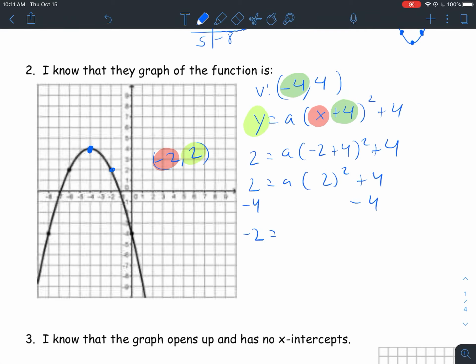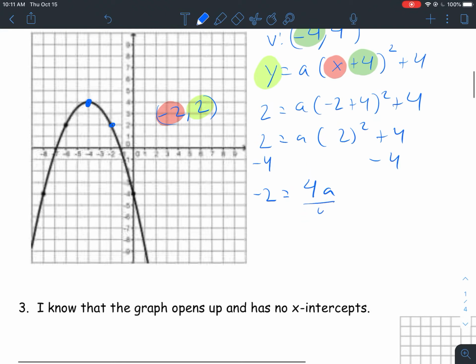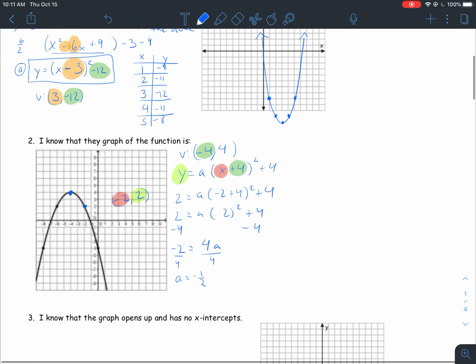So I get -2 equals 4 times a. I'm going to divide by 4. I get a equals -1/2. So now I have the vertex form of my function. So the answer to a, which is my vertex form, is going to be y equals, and then my a value is -1/2 times x plus 4 squared plus 4.